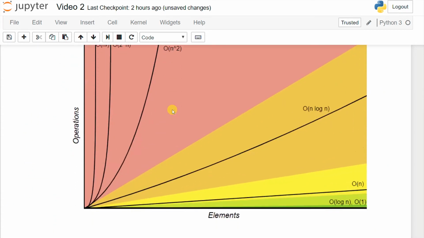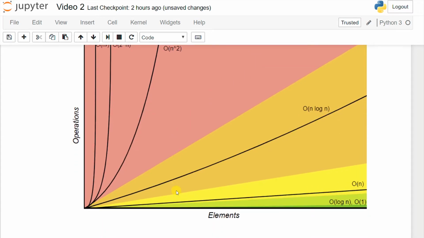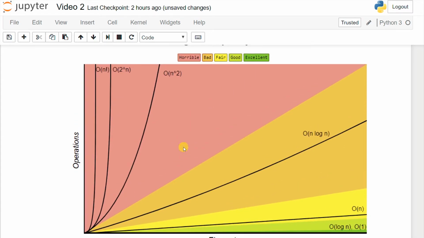Now what I have here is just a big O complexity chart. We have horrible, bad, fair, good, and excellent. What this is showing is different elements, and then we have the operations. So if your function has a big O of 1 or a big O log of n, which is still going to be quite linear, you can see our performance here as n grows, and this is the amount of operations that will be performed. You can see that we're in the excellent and good range for those particular big O's.